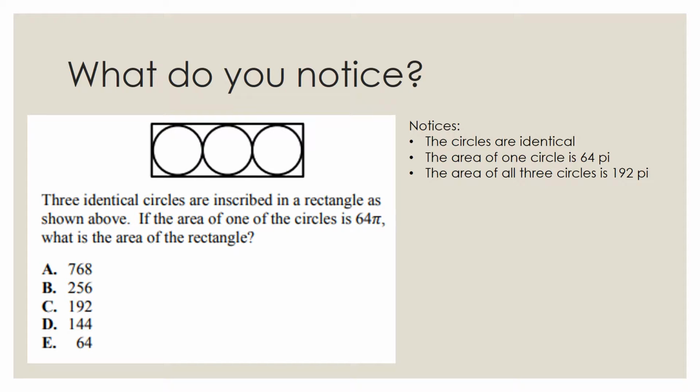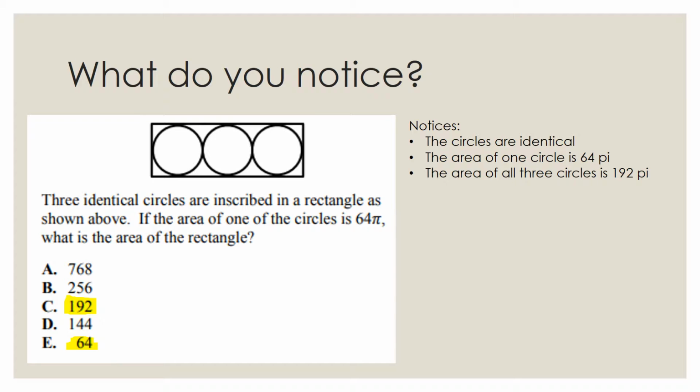Then you guys said the area of all 3 circles together would be 192 pi. This is a very good notice. Even more so a very good notice if we look at our answer choices. So if we look down here at our answer choices, E is 64. That's our answer. So that one most likely is thrown in there to confuse you and think, oh, well, it's given me 64 in the question. Maybe 64 is in my answer.